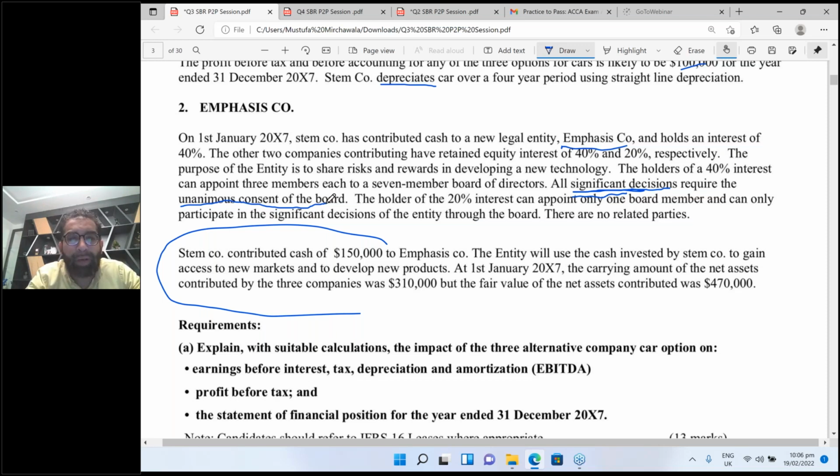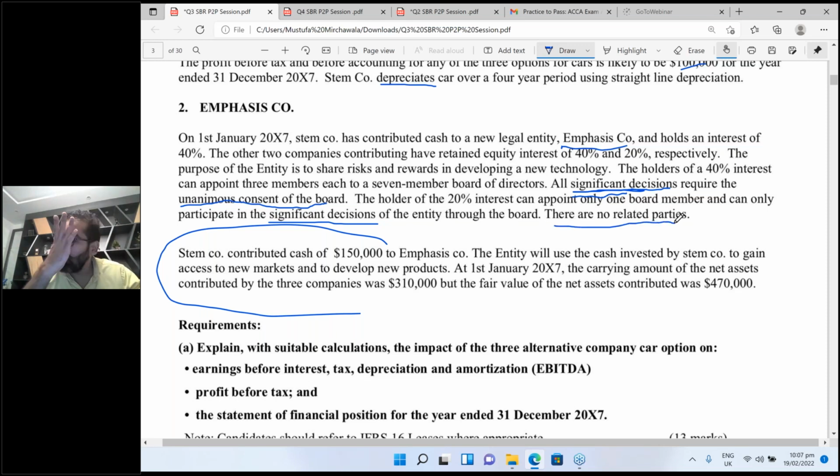The holder of the 20% interest can appoint only one board member, and can only participate in significant decisions. Yes, the real decisions are significant decisions. Immaterial and insignificant decisions, nobody cares about them. Real decisions, real power, are significant decisions of the entity through the board. There are no related parties.